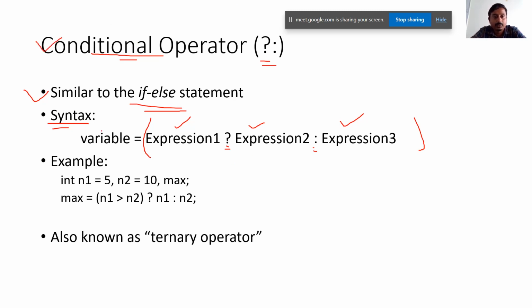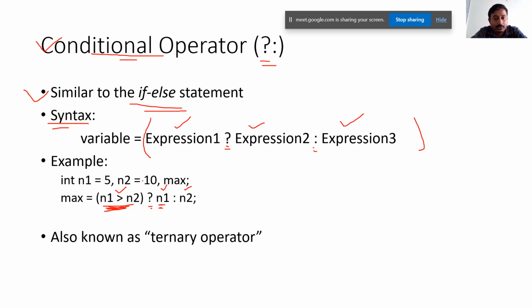So what is the working of this operator? Here one example is given. n1's value is 5, n2's value is 10. Before the question mark we will have a condition. This is expression 2, known as the true expression. If this condition is true, the value of this expression will be returned. If this condition is false, the value of the second expression will be returned. Let us see this example.